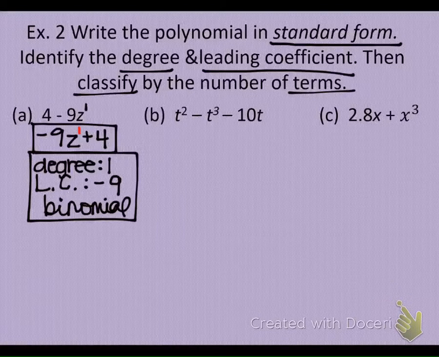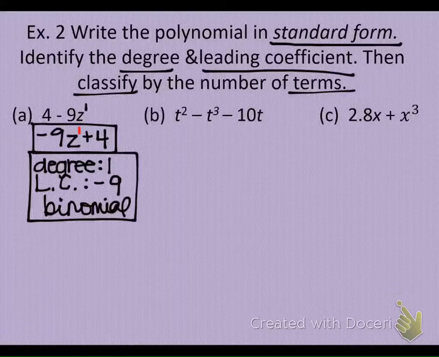Now, getting these answers is really simple if you know what you're looking for. So you've got to make sure you know the definitions. All right, look at letter B, standard form. We want it from the highest exponent down to the smallest exponent. So Noah, what would be our first term in letter B?